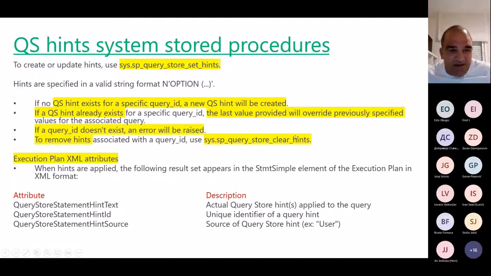If you look at the execution plan, you will have this: QueryStoreStatementHintText, the actual hint; QueryStoreStatementHintId, the unique identifier for the query hint; and QueryStoreStatementHintSource, the source of the hint, which is Query Store. So let's see an example to make it more clear.